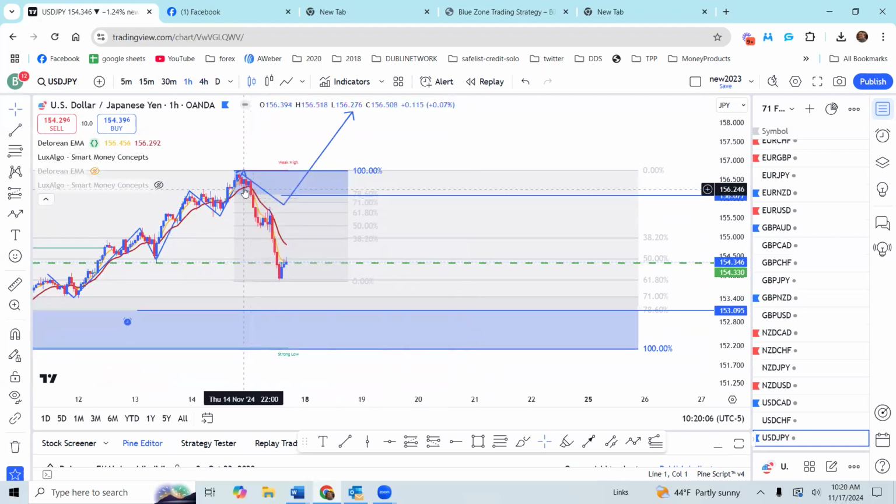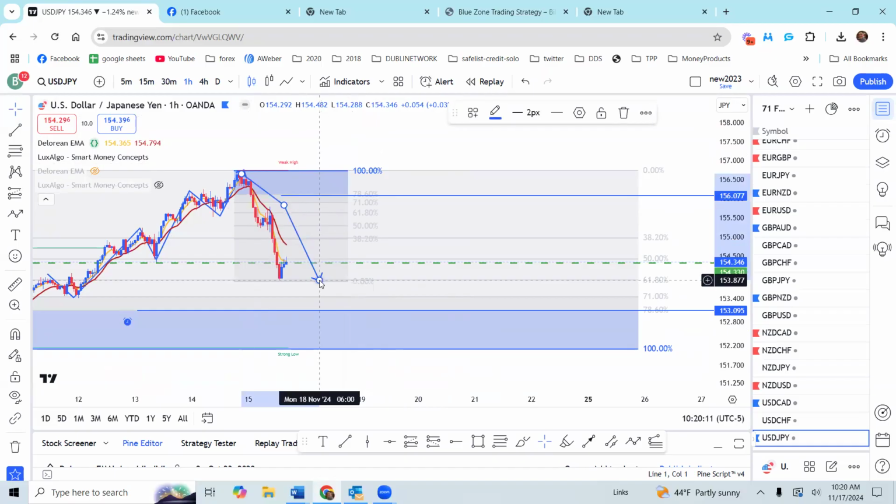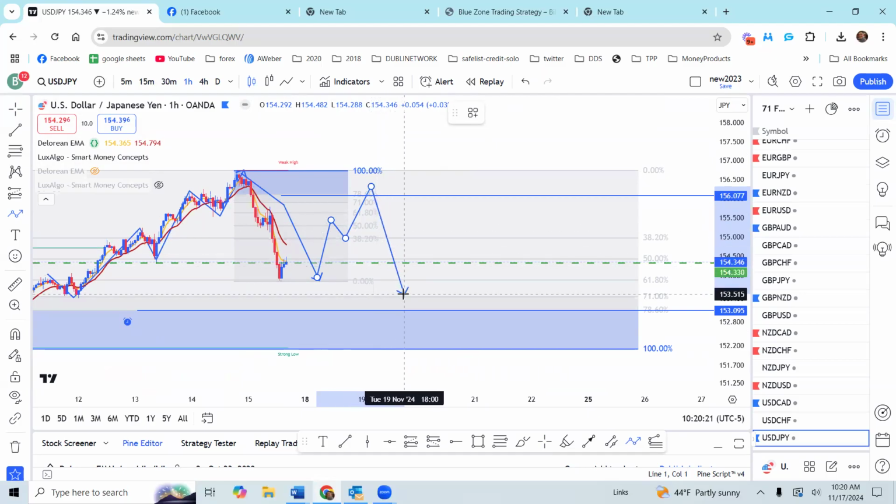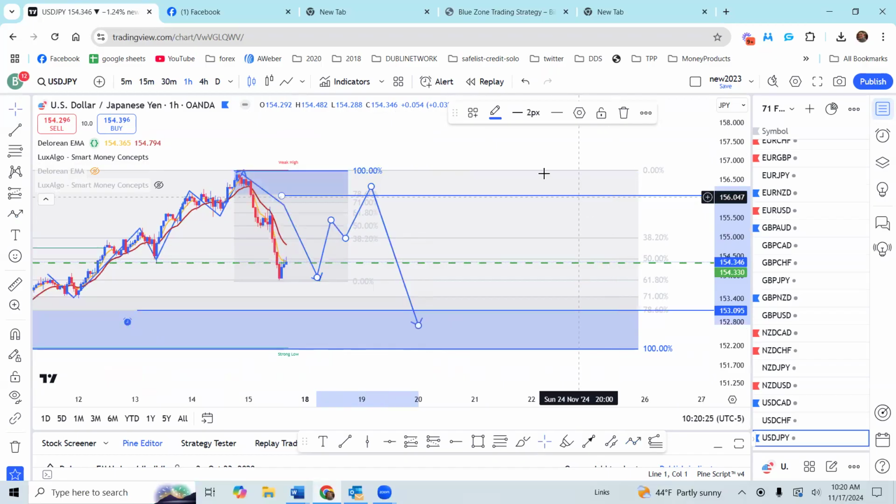Okay. So we have to wait for this change of character here. We have to wait for this move down. And then what we're hoping will happen is price will work its way back up to our blue zone before then making a bigger move back down and getting to our higher time frame blue zone here. So that's exactly how this strategy works.